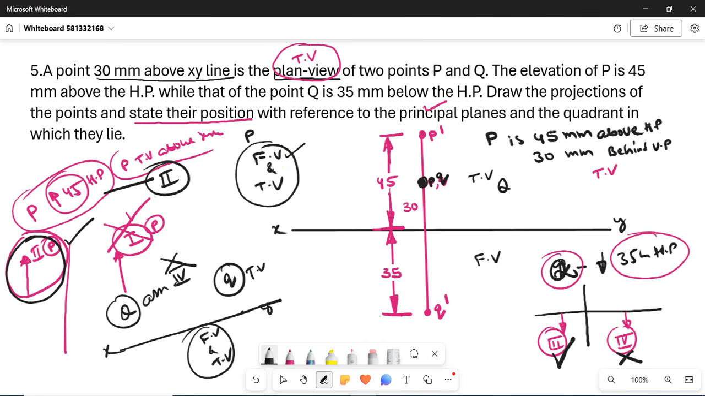And in the question he also asked to write the position. So for the point Q, in the third quadrant, which means below HP and behind VP, we write: it is 35 mm below HP and 30 mm behind VP. So P is in the second quadrant and Q is in the third quadrant. Like this we have to solve the solution. Thank you.